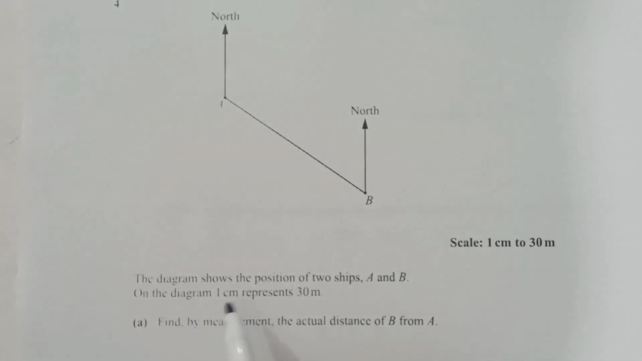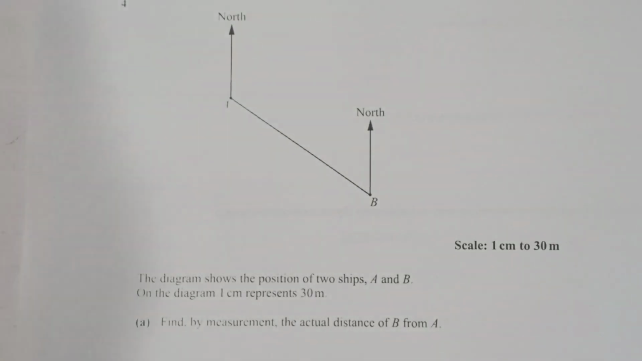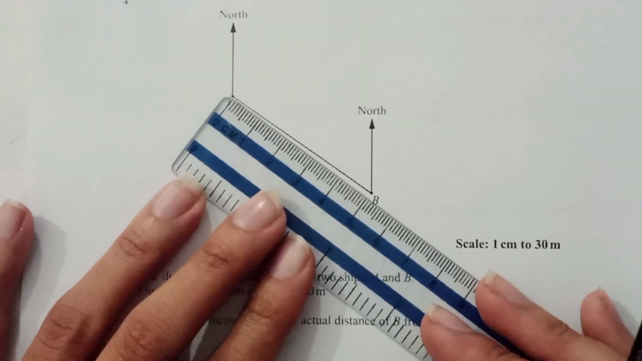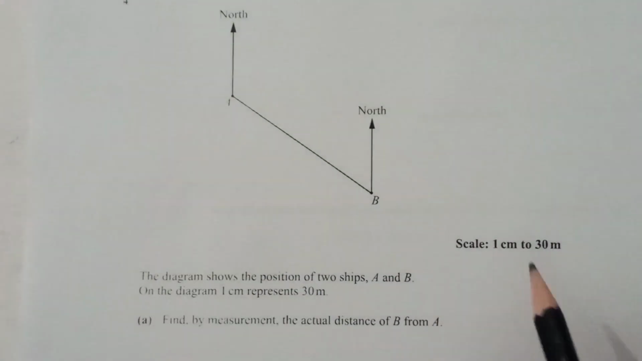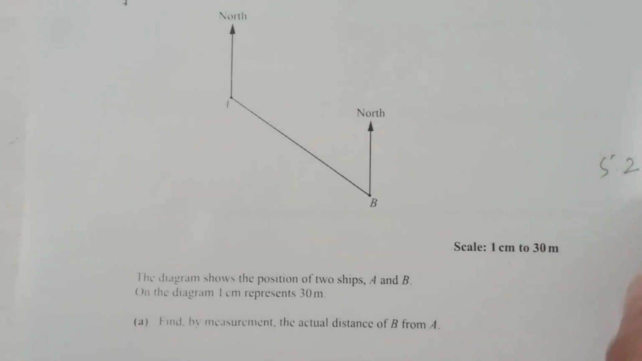Now students, question number 4. The diagram shows the position of two ships A and B. On the diagram 1 centimeter represents 30 meters. Find by measurement the actual distance of B from A. The scale is provided to us, that is 1 centimeter to 30 meters. First we have to find the distance between the two points A and B, and that is 5.2 according to my scale. 5.2 centimeters, and 1 centimeter is equal to 30 meters.